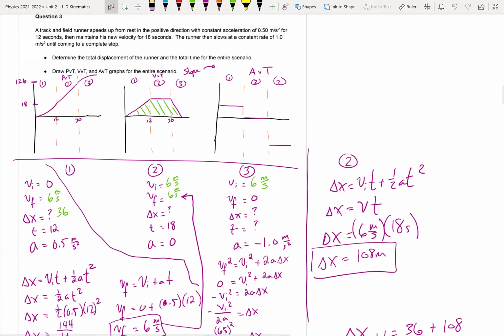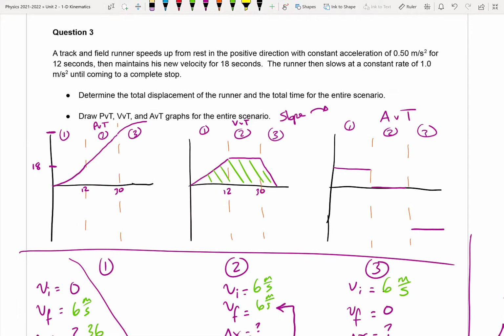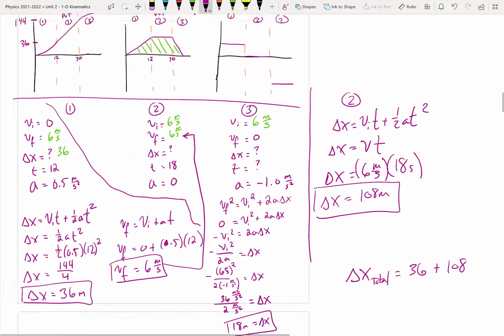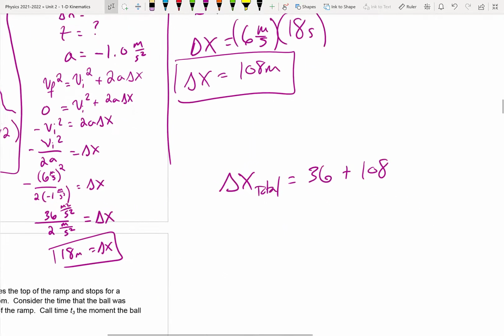Oh, the first one was 36. Why did I put 126 up here? I thought the first one was 18. I'm losing it, guys. 108 is 144, right? Okay, and then I'm going to forget to edit that.